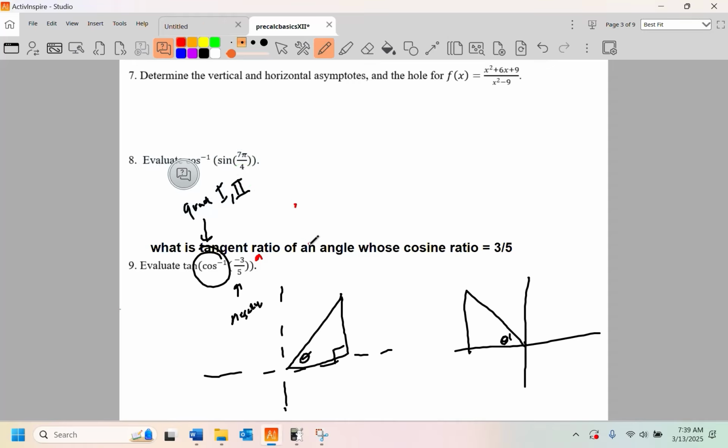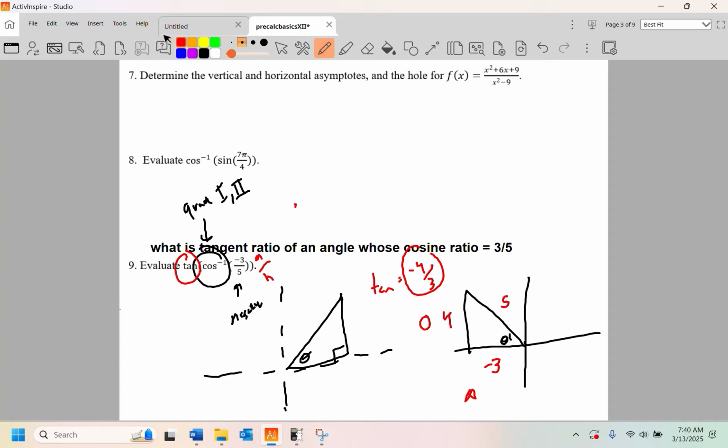Cosine's adjacent over hypotenuse. Back 3, 5. Now, the missing side's got to be a 4. It's a 3, 4, 5. And I want tangent. The tangent is opposite over adjacent. So the tangent is going to be negative 4/3. All right, next problem.